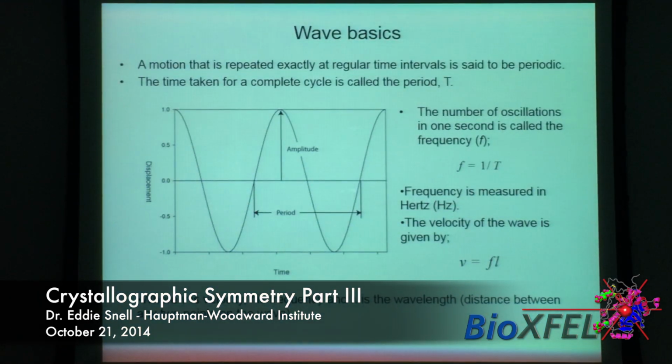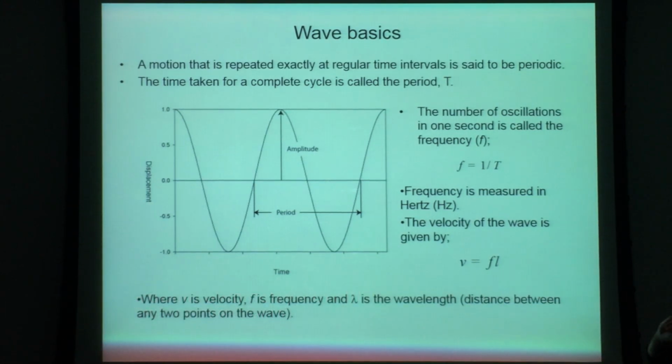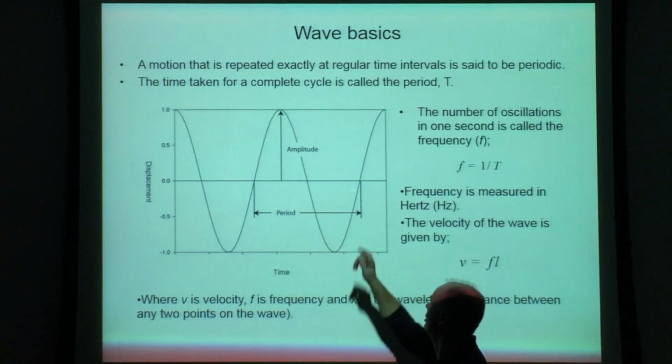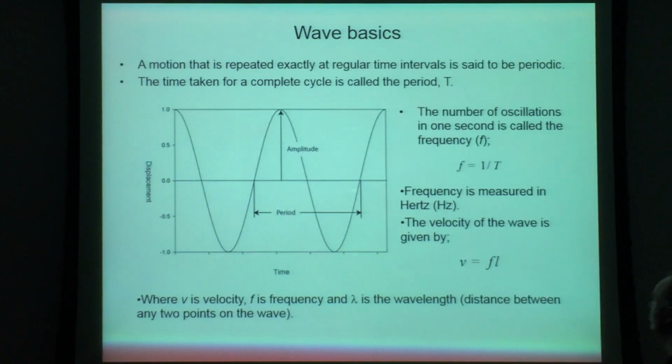And I apologize if this is a fairly simple level start to it. But I don't know how many of you have a physics background, how many of you have a biology background, or a chemistry background. But a wave is very simply described as a motion that's repeated exactly at regular time intervals. It has a wavelength, one period. That's the time it's actually repeated. And it has an amplitude.